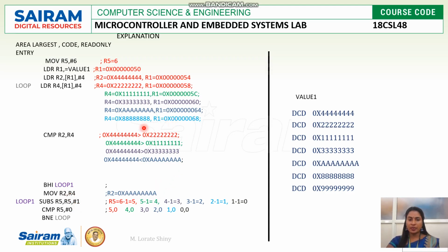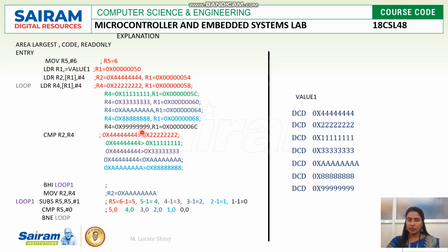Now this time 8 is taken from the memory. A and 8 are compared. A is the largest number, that is available with R2, so no need of exchanging. So we can decrement it. Now it is 1 and 0 we are comparing. We will go back to the loop.